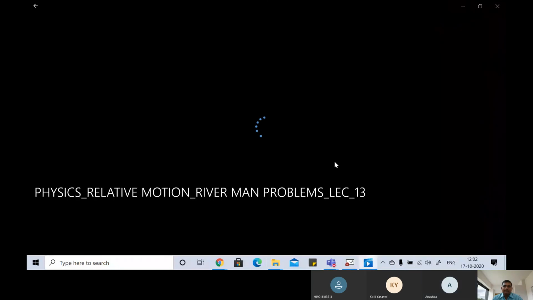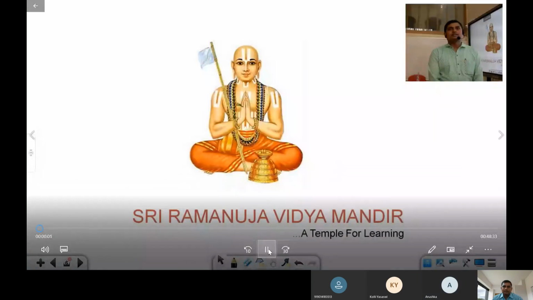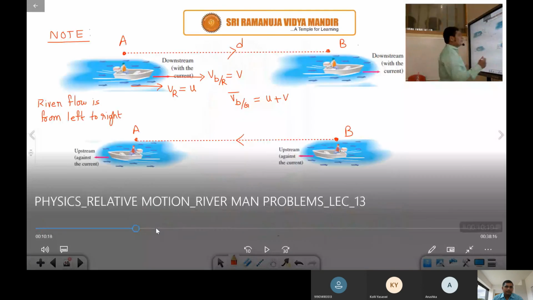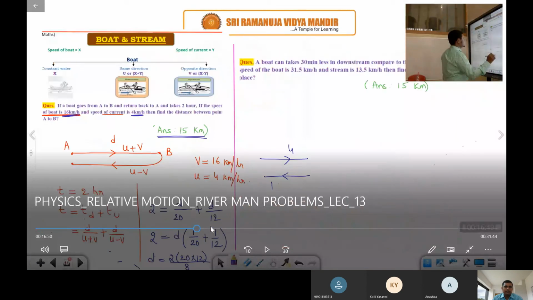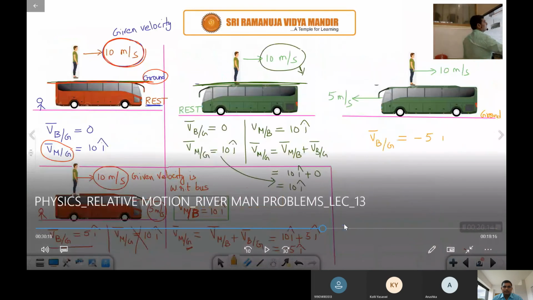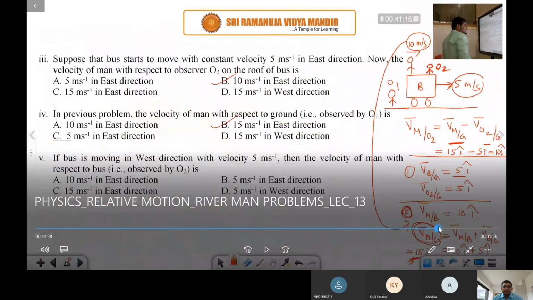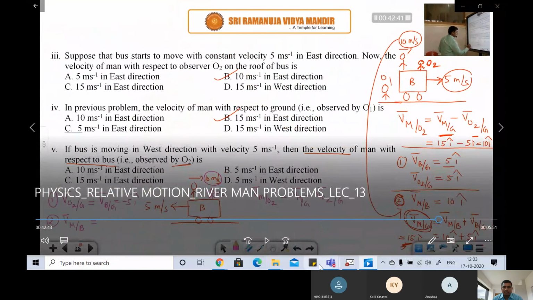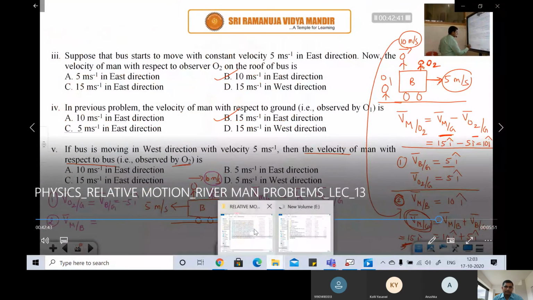Okay, so the 13th one is the same as what I explained. Only thing is problems. I think you can easily do these problems. Next, the 14th one is actually river crossing, what you call man crossing the river, basically.